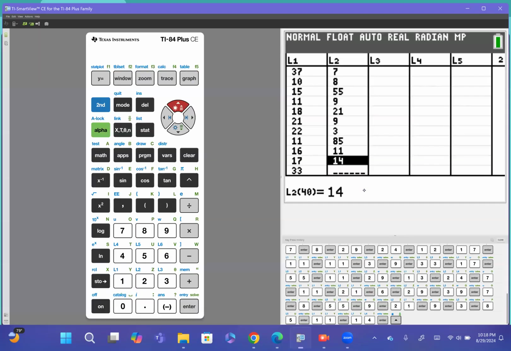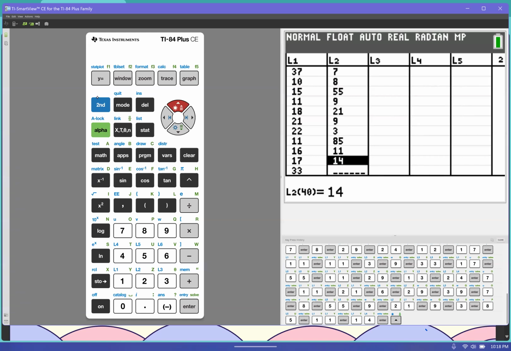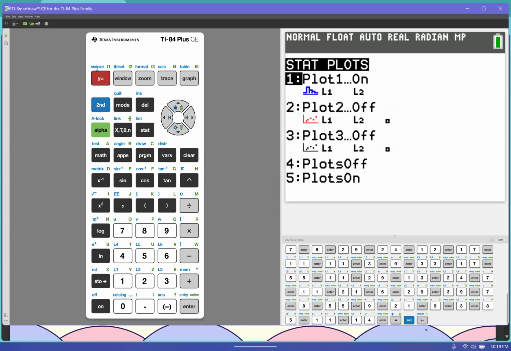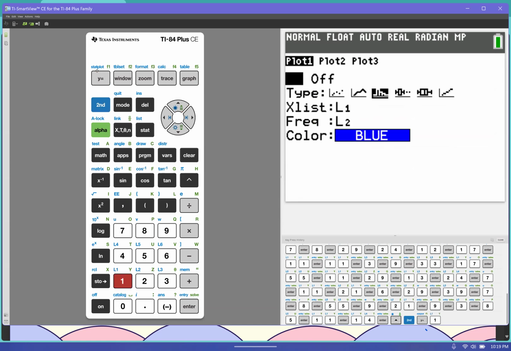I've entered it in. Now what I'm going to do is go second, y equals, and go to stat plots here. In the first one, I'm going to make sure stat plot is turned on. I'm going to go down here. For box plots, I want you to use this one, the little box plot with the dots on the side, because that's going to show you your outliers. So it'll do those outliers for you there.